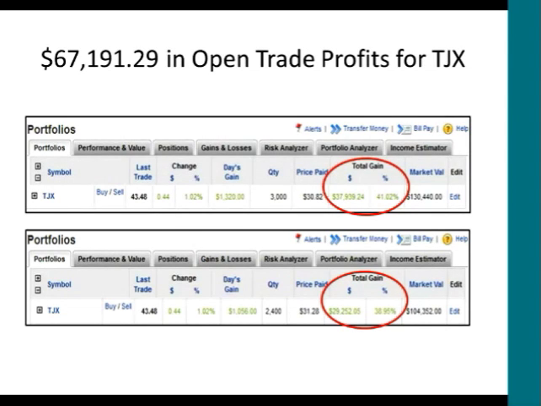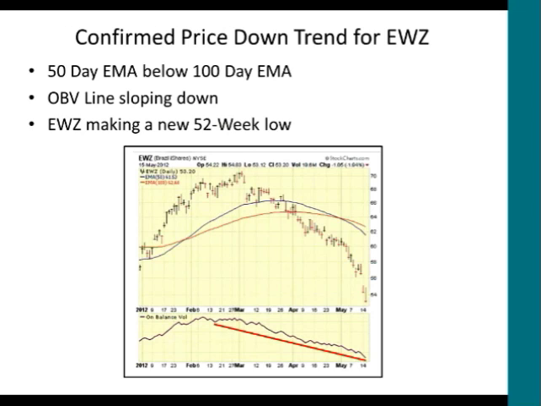So here's a snapshot of my open trade profits for TJX, and I've got over $67,000 in open trade profits. And while I own TJX stock, again, I've been selling call options against that. So my profits for the super portfolio spread are actually greater than what I'm showing here for the open trade profits for the stock.